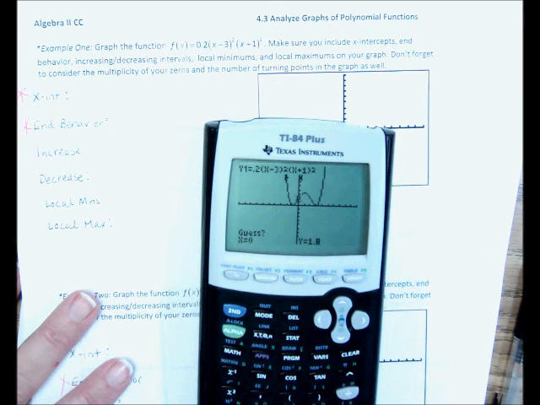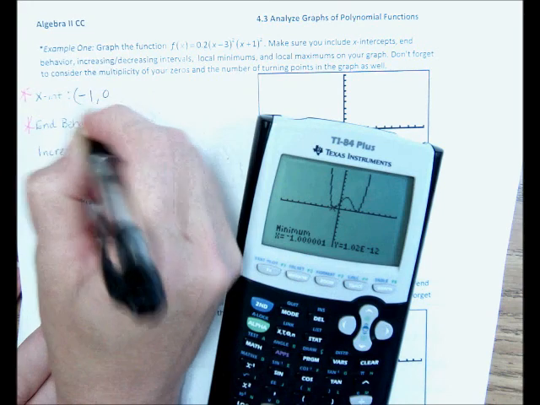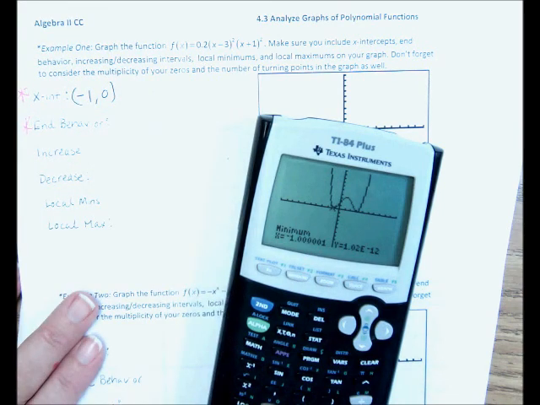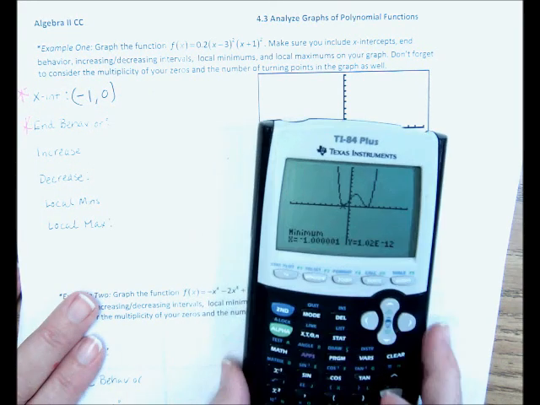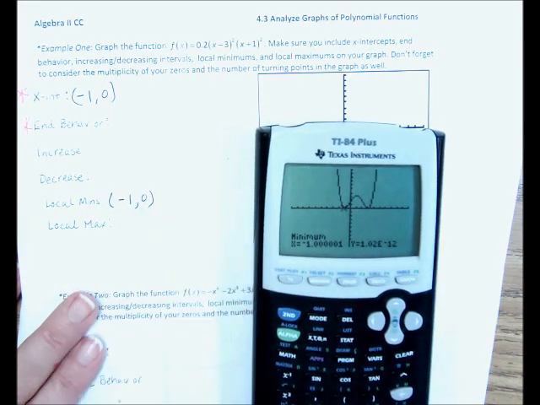Then it says guess, and I press enter, and it tells me that I have a point at -1, 0, which is exactly what I get from my polynomial. So that's going to be my x-intercept, but in this case it's also a local minimum. So I'm going to put that down as a local minimum too.